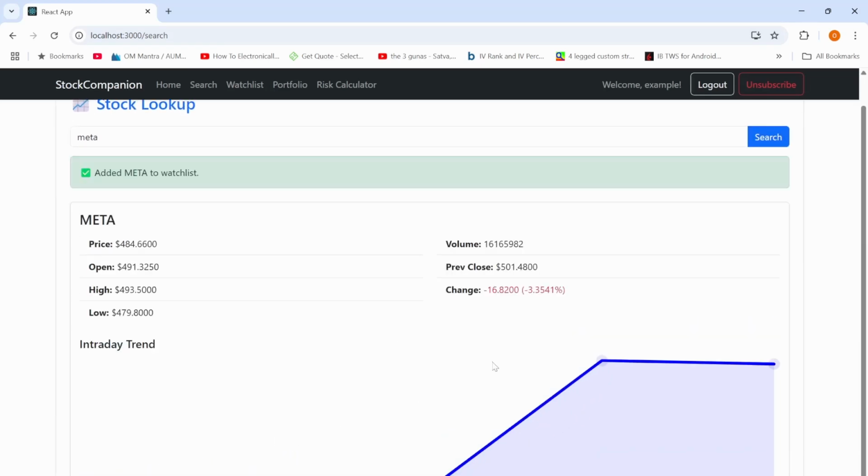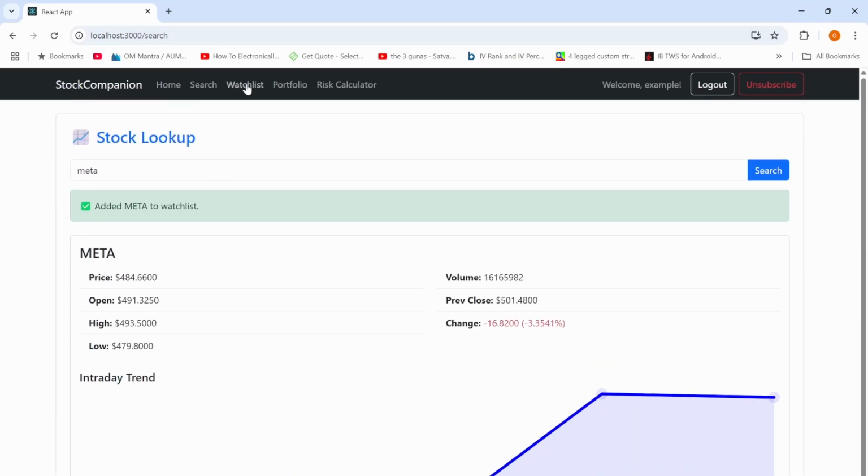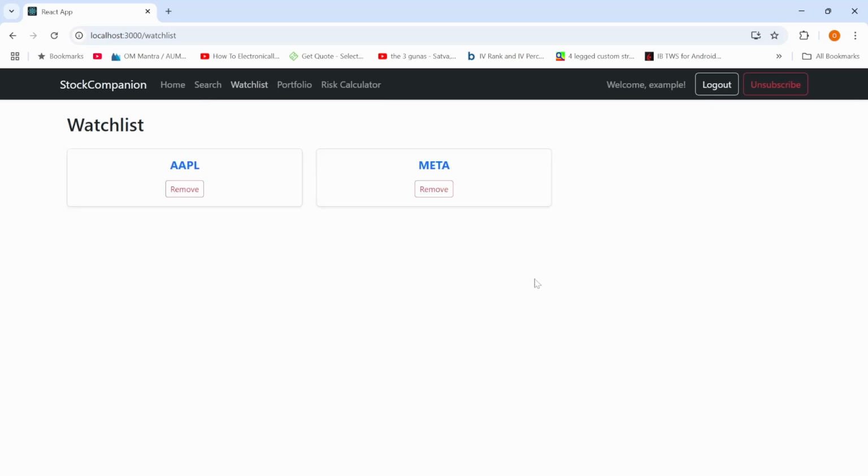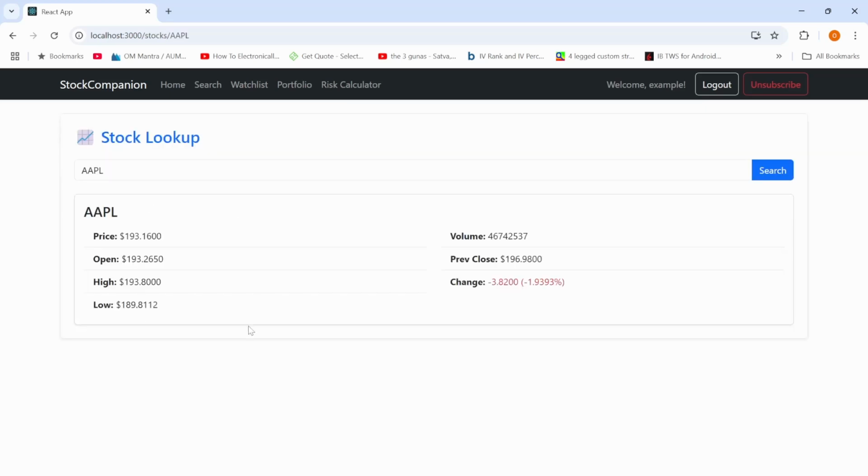Before my API goes crazy, let's check out the watch list. And here's our watch list. I think I never clicked Tesla, never mind. So we have the stocks saved to our watch list, and we could remove them if we wish to. Or we could just check the current price, opening price, high, closing price, change in price, etc.